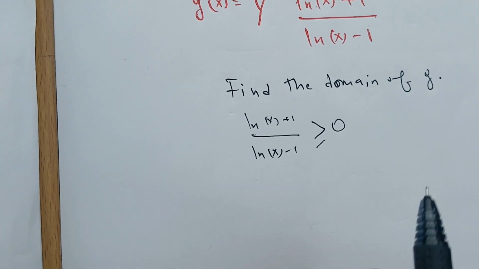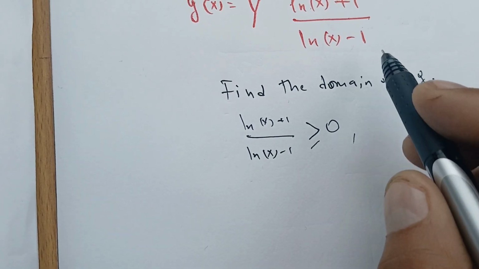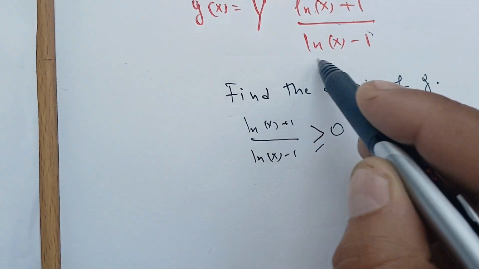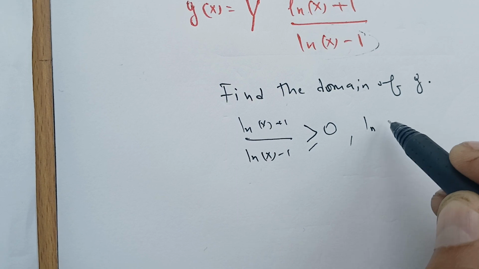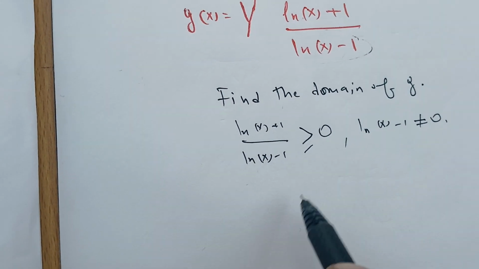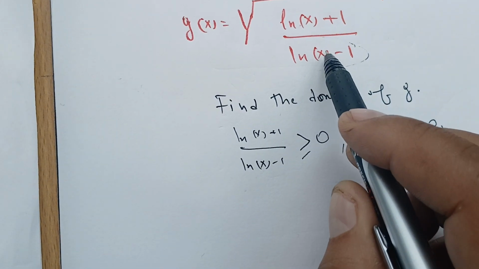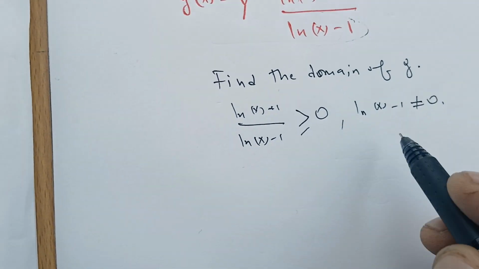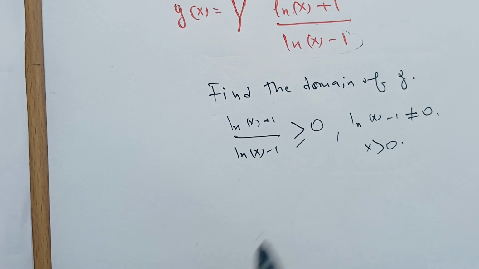The second condition is that we don't want to divide by 0. So that means we need to have this one different from 0. So we need to have ln of x minus 1 different from 0. Another thing is that the natural log should be defined. So that means x has to be bigger than 0.